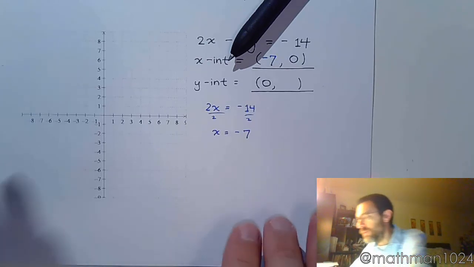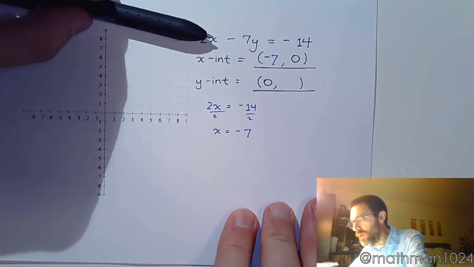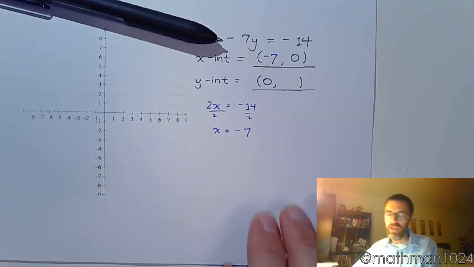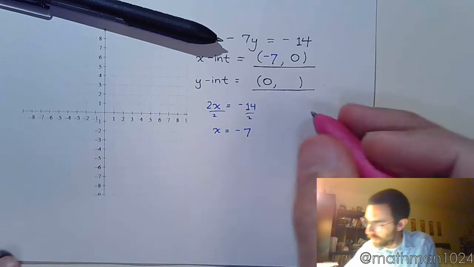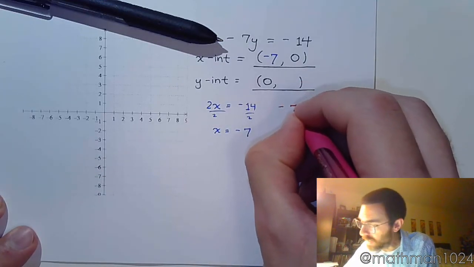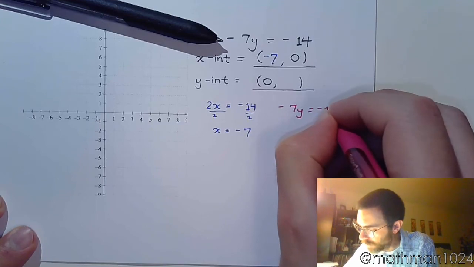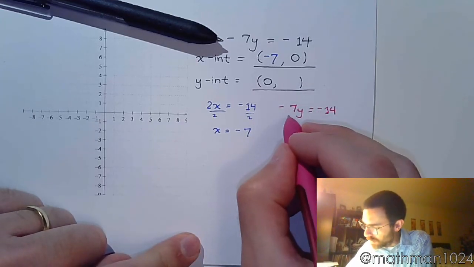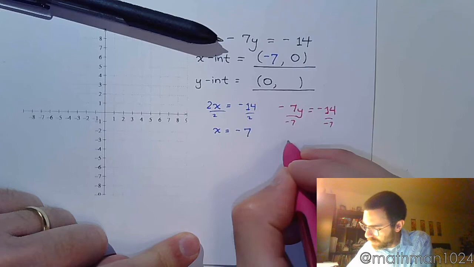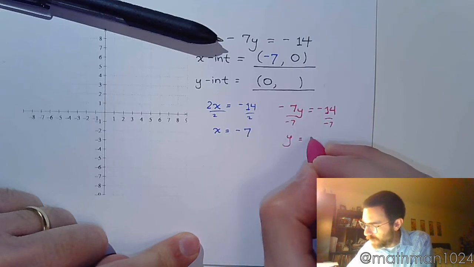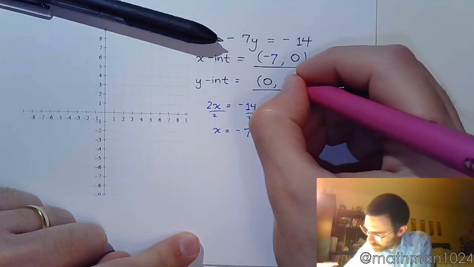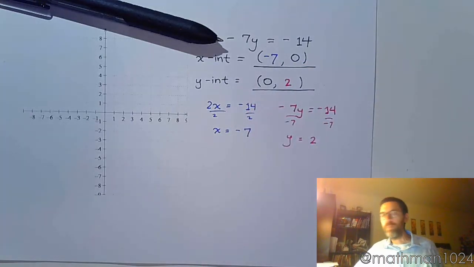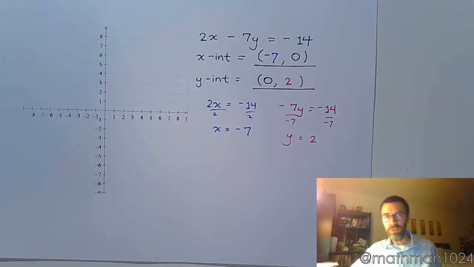For the y-intercept, that means x is 0, so you cover up the x term, and you translate what you see. So that now says negative 7y equals negative 14. Divide both sides by negative 7, and y equals positive 2. So there we go. Very quickly we have two ordered pairs, we have 2 points, and 2 points will uniquely determine the line. So let's use those guys, let's plot them and see what we have.